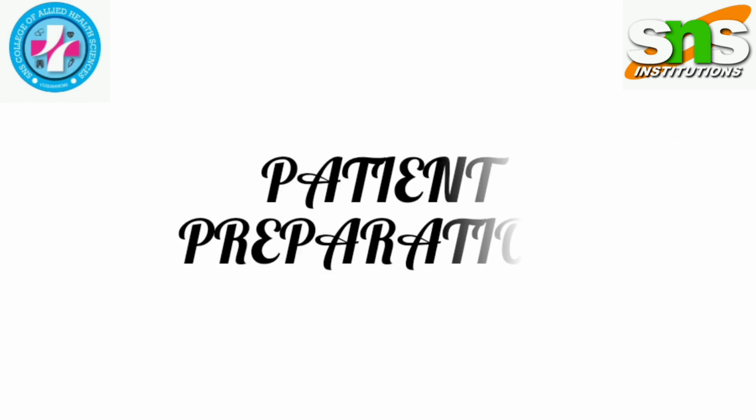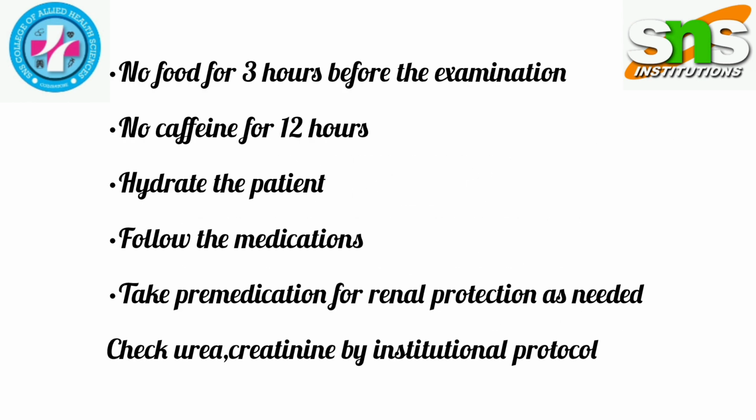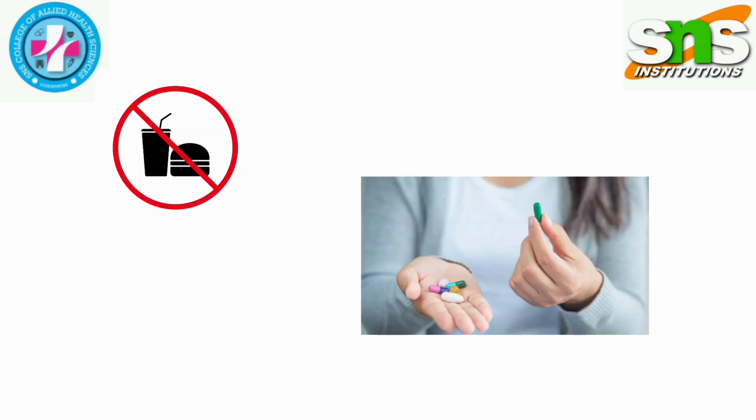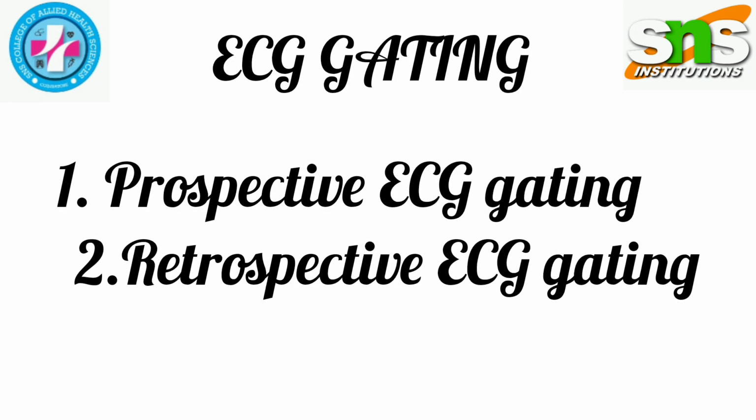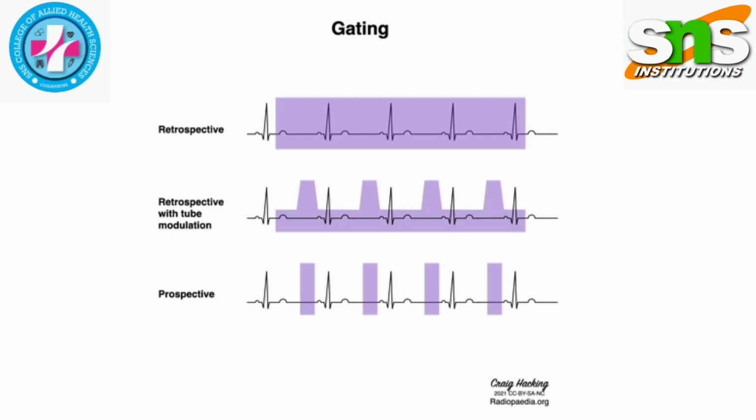And for the procedure, the patient preparation includes no food for 3 hours prior to the examination, no caffeine for 12 hours, hydrate the patient, follow the medication and take pre-medication for renal protection as needed, and check urea creatinine level by institutional protocol. ECG gating techniques are used to improve temporal resolution and minimize the image artifact caused by the cardiac motion.